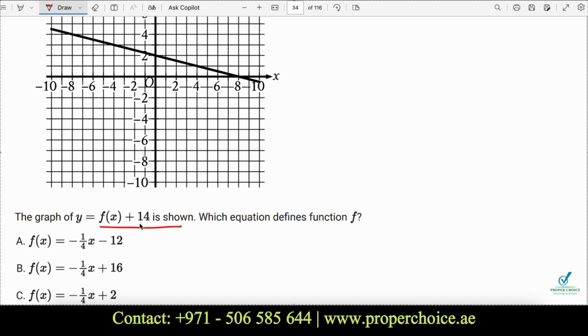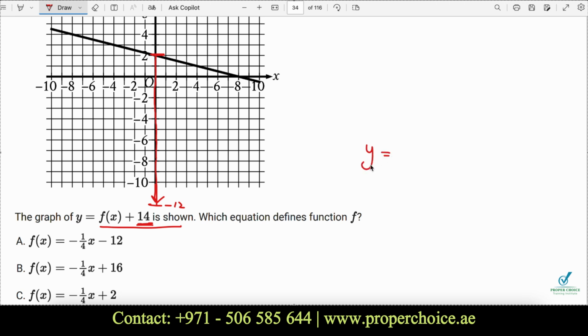As you can see, the graph has gone 14 units up. This is basically a translation. Whenever you are adding a number to the given function, it corresponds to a translation up or down. If it is positive, f(x) got translated by 14 units up to become this line. So to find f(x), this should go 14 units down. It goes from 2 to negative 12, so it has come down 14 units.